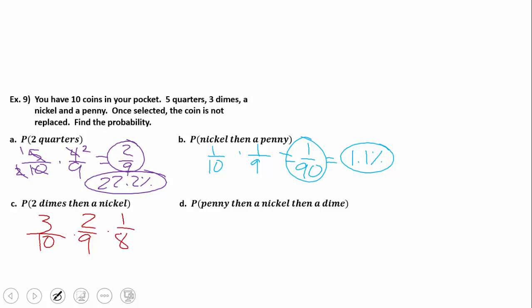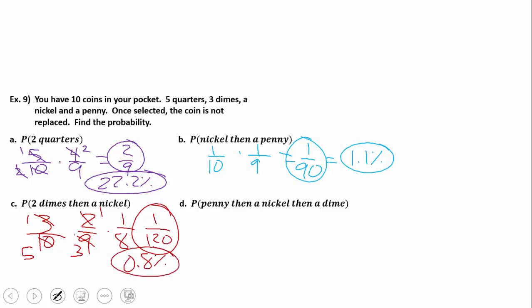Does that make sense? Outstanding. So I can simplify in a couple places. 3 goes into 9 3 times, and 2 goes into 10 5 times. And 1 times 1 times 1, that's 1 out of, and that's 1 out of 120. And 1 out of 120 is going to be less than 1%. In fact, it's 0.8%. All right? That's only with 10 coins. Less than 1% chance of getting those 3 coins in that order.